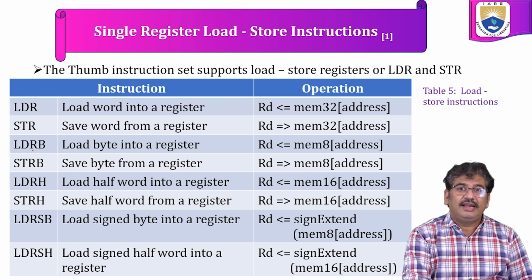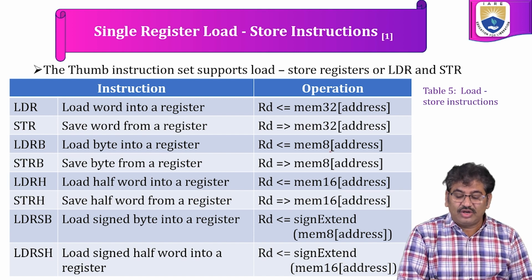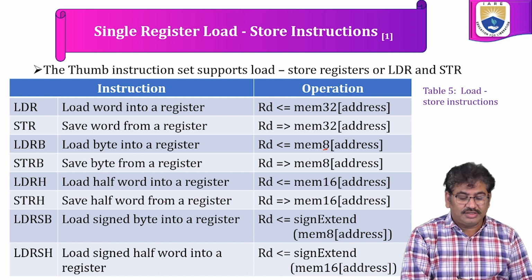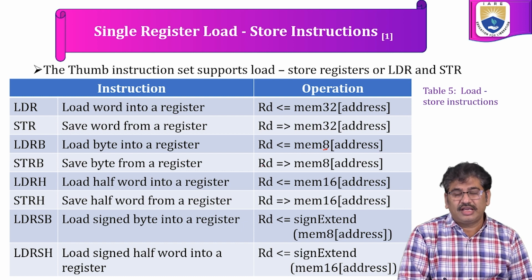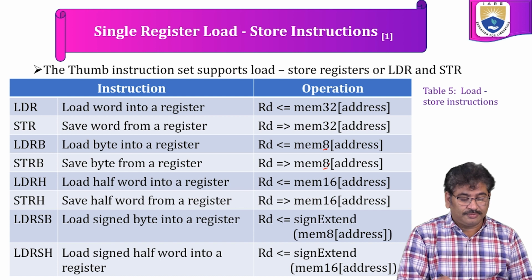The next instruction is LDRB, which is load byte into a register. This instruction will copy the 8 bits of data from the memory whose address is specified in the instruction. That memory contents will be placed into the RD register. The size of data which we are transferring here is 8 bits. STRB, which is save byte from a register. So it is used for storing the register RD content into the memory location whose address is specified in the instruction, and the size of the data it is storing is 8-bit.